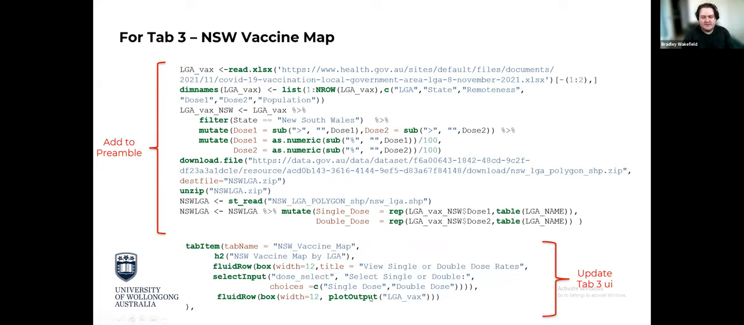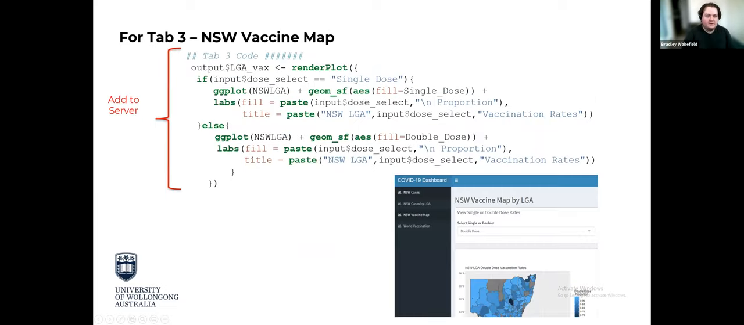And I've already just put it in here. I'm going to call my output plot LGA vax. So when I look to my server code, I've got my output being called LGA vax, and I've just put in a little if else function, which says if my input dose select is equal to single dose, then plot the single doses. If it selects the double dose, then plot the double doses. And we end up with a diagram that looks like that.